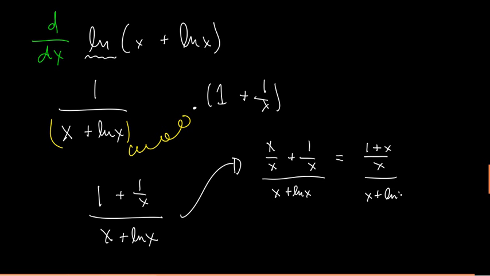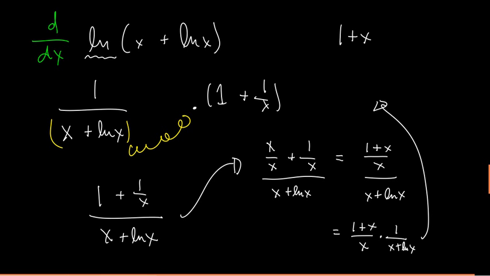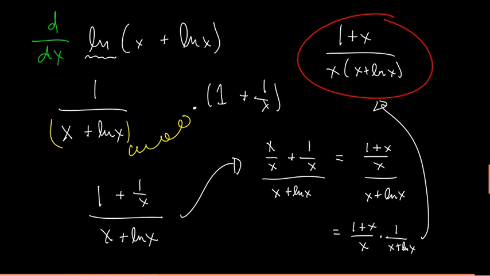Okay? And so what's a fraction divided by something? Well, it's the same thing as taking what's on the top and multiplying by 1 over what's on the bottom. Okay? And so I'll write the final answer up here. It's going to be 1 plus x divided by x times x plus ln x. And there you have it. A nice, clean, single fraction. All right?